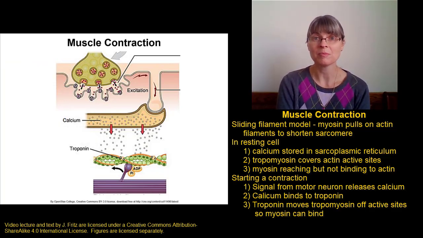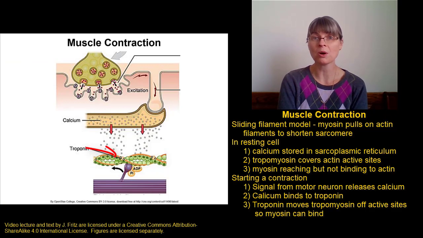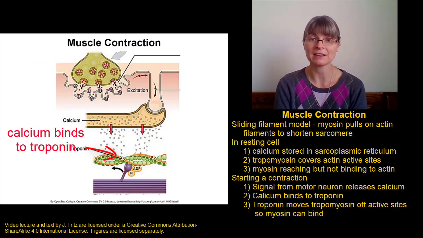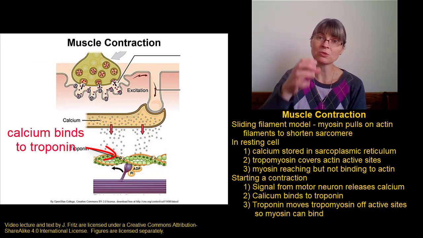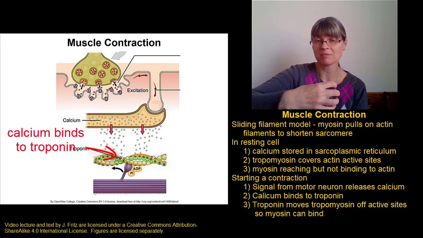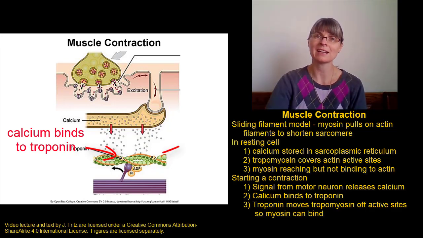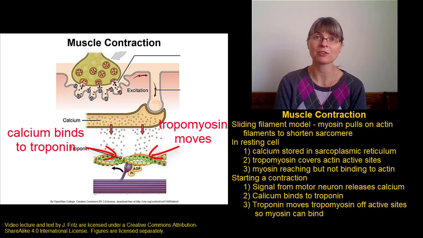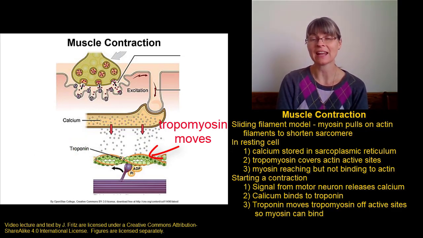The calcium then binds to the troponin on the tropomyosin. When the calcium binds to the troponin, it shifts shape, which moves the tropomyosin out of the way and uncovers the active sites of the actin. Now that the active sites on actin are uncovered, we can actually have a muscle contraction.